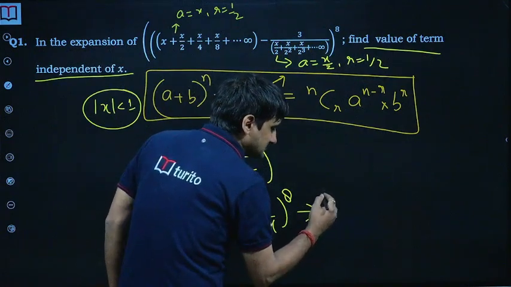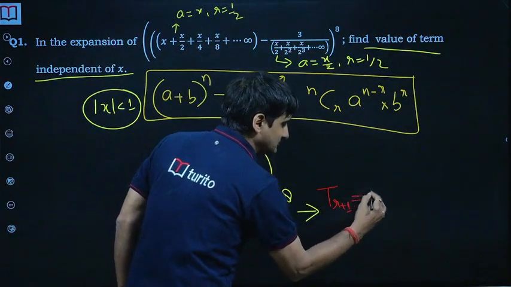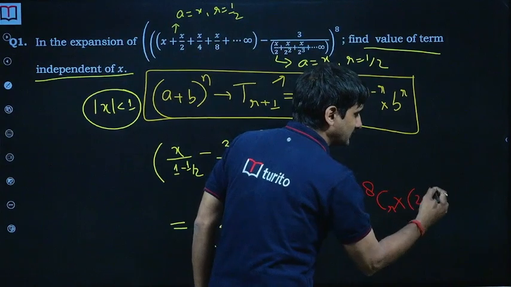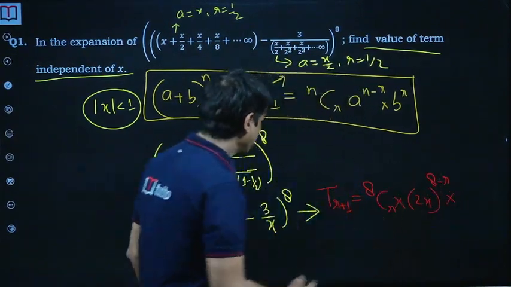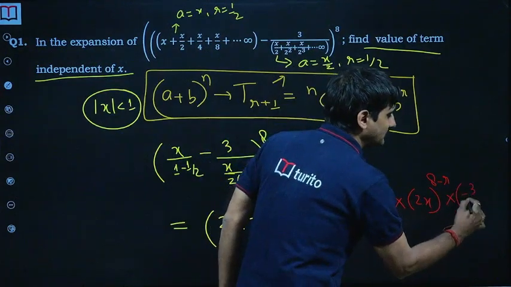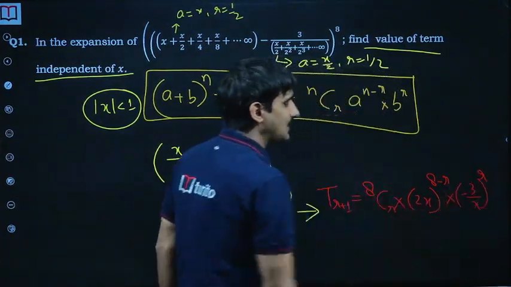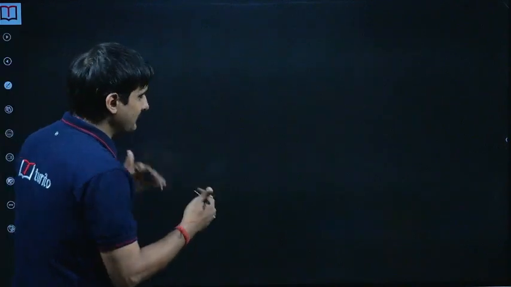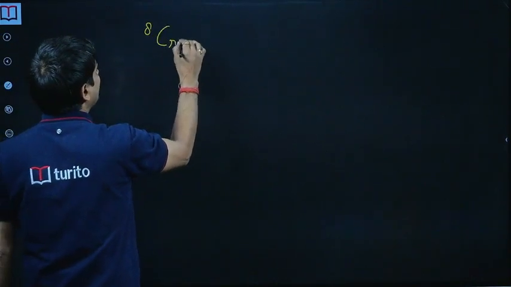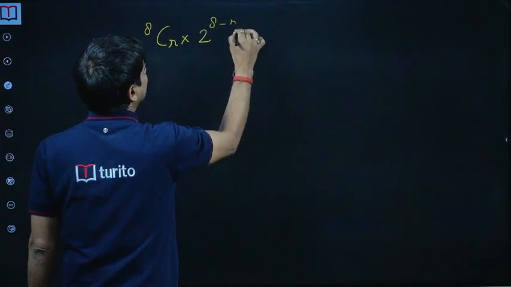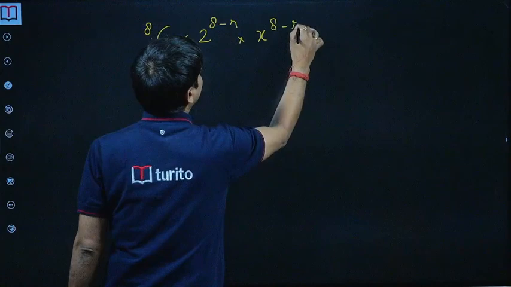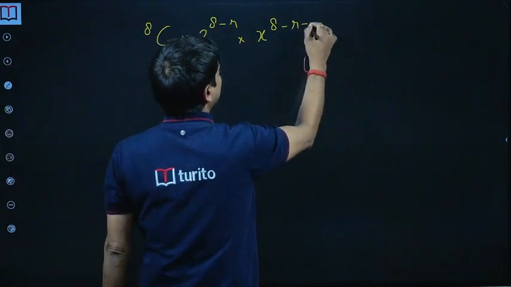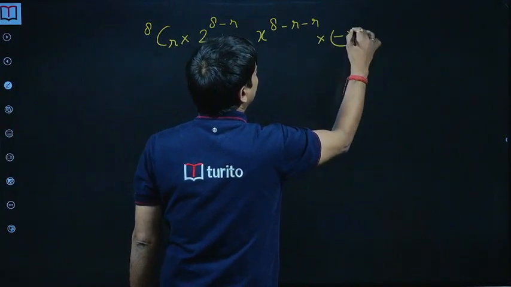So assuming the required term to be the general term, which will be 8Cr into a, the first term of the binomial, 2x raised to the power 8 minus r, into b, the second term of the binomial, minus 3 by x raised to the power r here. Now we have to just collect the power of x. So it's 8Cr into 2 raised to the power 8 minus r into x raised to the power 8 minus r, and then it goes to the numerator with x raised to the power minus r, so minus r, into minus 3 raised to the power r here.